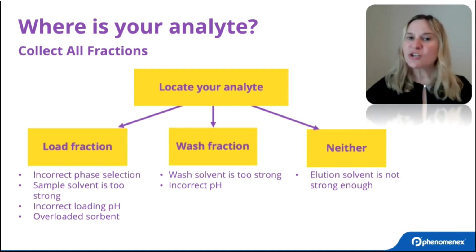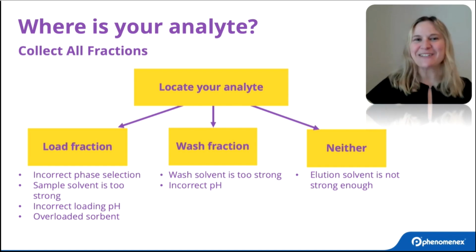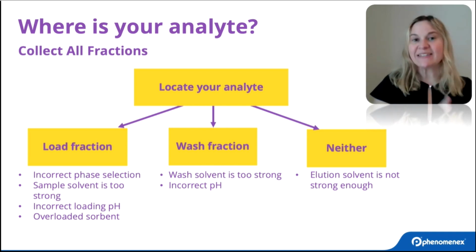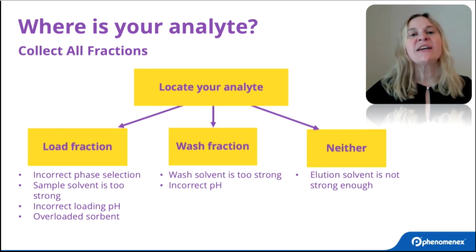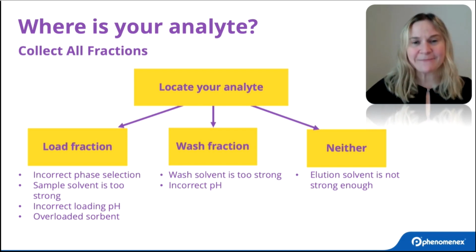If it's in the wash fraction, usually the culprit here is that our wash fractions are too strong and it's not being retained because it's coming off a little too quickly, right? It could also be that the incorrect pH is being used. We still need to maintain the same pH if we are utilizing that pH. Then if it's changed, it won't be retained on the sorbent.